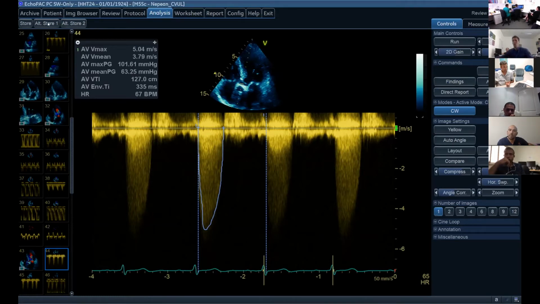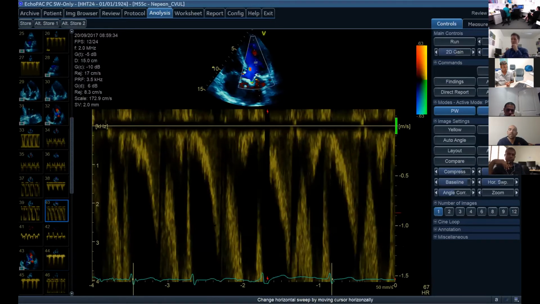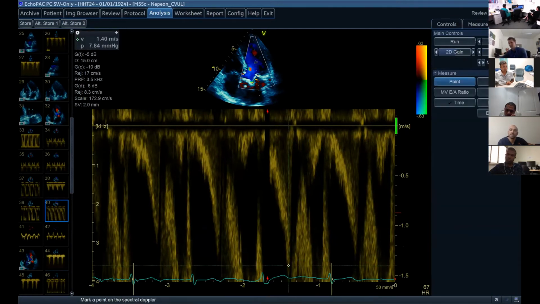Fantastic. So it's more than 1, and that's what I was trying to get at with this picture here. Okay, so there's V1. And clearly we've got gradients in that mid-ventricle area that are greater than 1. Yep. So if you're using the Bernoulli equation, you need to include the velocity if it's greater than 1. Fantastic. So this is where we've then got to take the 1.4 meters per second.